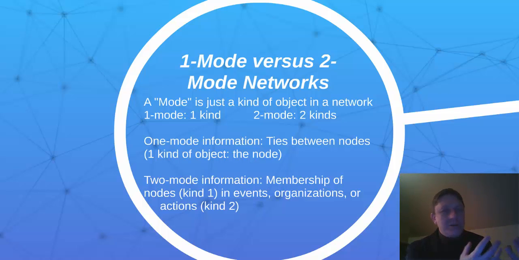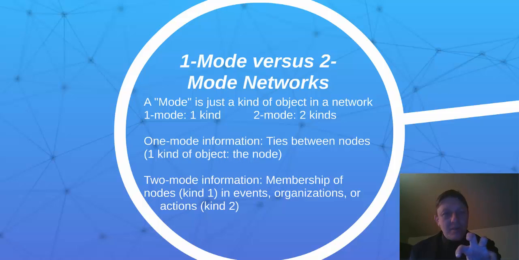One-mode networks have one kind of object. Two-mode networks have two kinds of objects. That's the only distinction between the two of them. It's simple, just like a social network is simple. When we think about one-mode information in a network, we're thinking about ties between nodes. There's just one kind of object in that network, nodes, and their relationship to one another. Two-mode information involves just a little bit more complexity, just two kinds of objects.